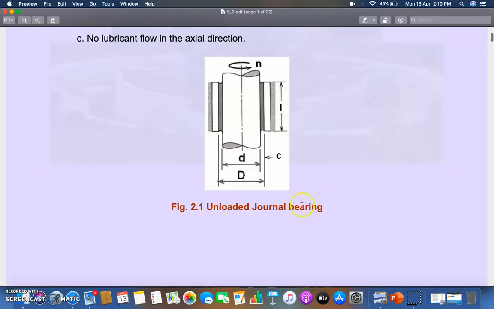And this is the unloaded journal bearing picture. As you can see here, this is the journal diameter, small d, and this is the capital D, the diameter of the bearing, and this is the C, the clearance between these two, and the journal is rotating with a speed of small n.